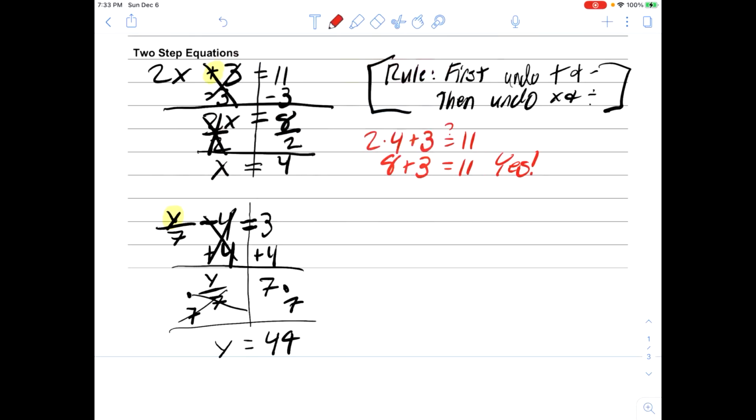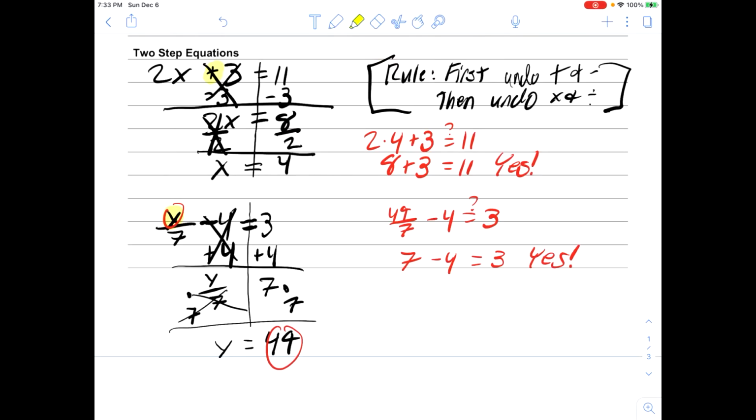As always, going back to check my work, putting 49 in for my y here, I would have 49 divided by 7 minus 4, and I want to know if that equals 3. 49 divided by 7 is 7, and 7 minus 4 does equal 3, so yes, this checks out.